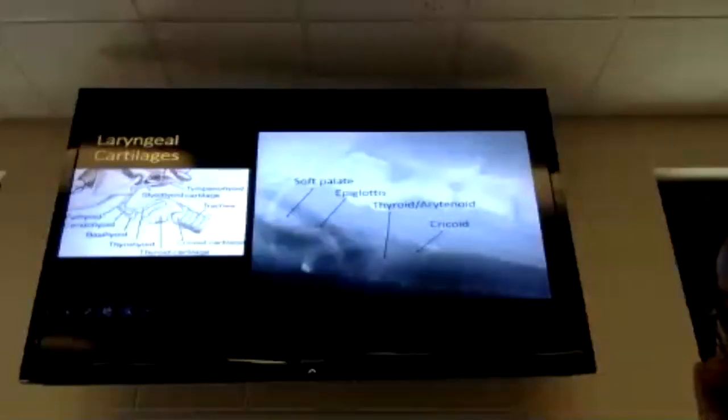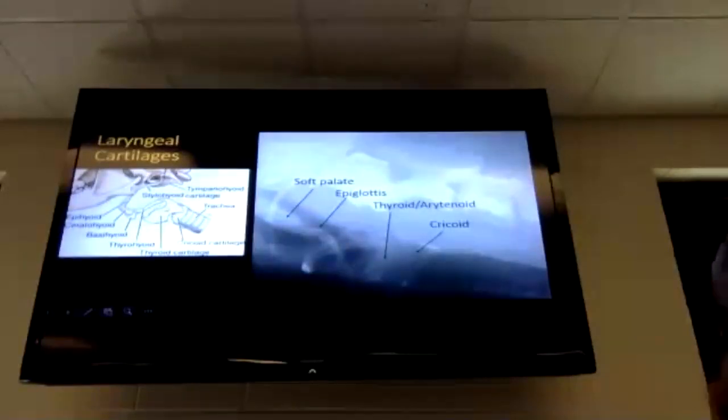The next structure would be the laryngeal cartilages or larynx. So the bone, this is a thyrohyoid from hyoid bone that connects with the thyroid cartilage, and then there is cricoid cartilage. There is also arytenoid cartilage, which is pretty much superimposed with thyroid cartilage. So you may not see them separately.